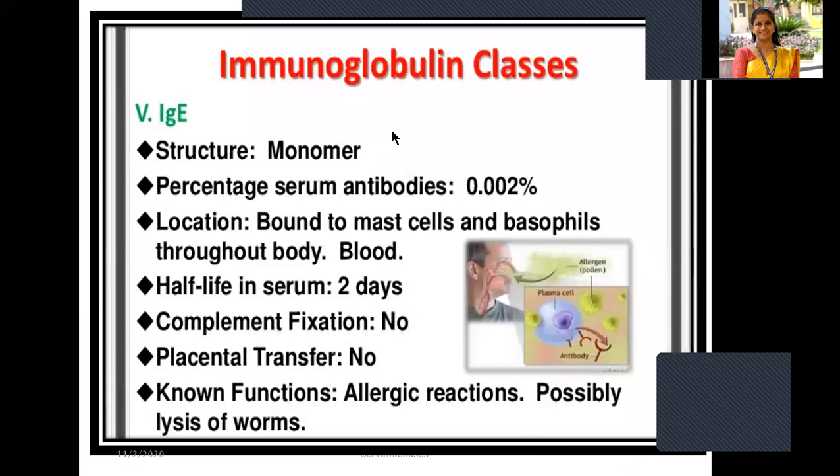Now let us brief this immunoglobulin IgE structure. Monomer, percentage in serum antibody 0.002 percent or less than that, location bound to mast cells and basophils throughout body, blood, half-life in serum 2 days, complement fixation no, cross the placenta no, known functions allergic reactions, possibly lysis of worms.